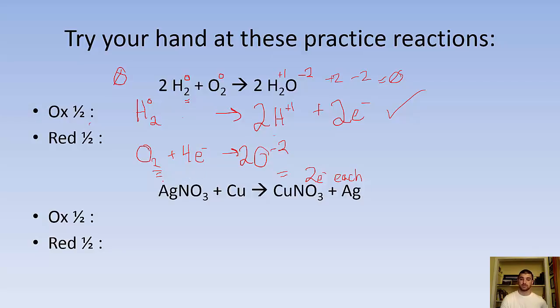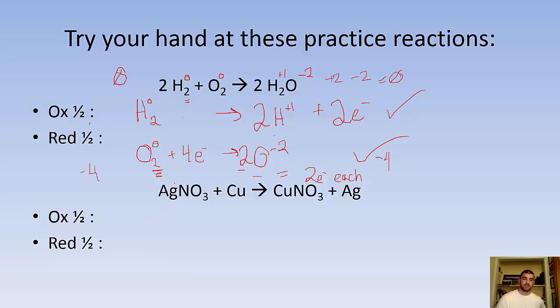So now let's check. I got 2 oxygens. I got 2 oxygens. I have charge. O2, 0 plus 4 electrons. That gives me a -4 on the left. And 2 -2s gives me -4 on the right. So that's good to go as well.